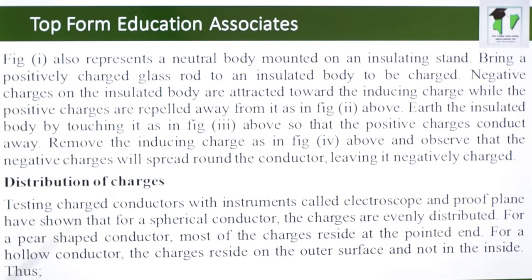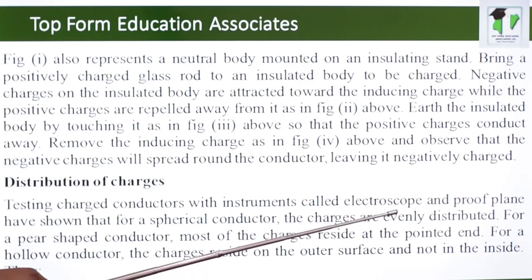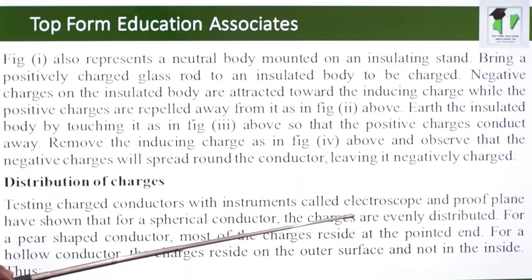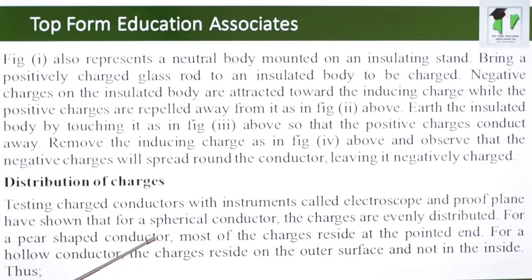So this is how to charge a neutral body positively or negatively by electrostatic induction. Is that okay? Now I want to look at distribution of charges. How can you distribute charges? Testing charged conductors with instruments called the electroscope and proof plane has shown that for a spherical conductor, the charges are evenly distributed. They have tested and found out, using the electroscope and the proof plane, how the charges are distributed. So the experiment has shown that charges are evenly distributed in spherical conductors.